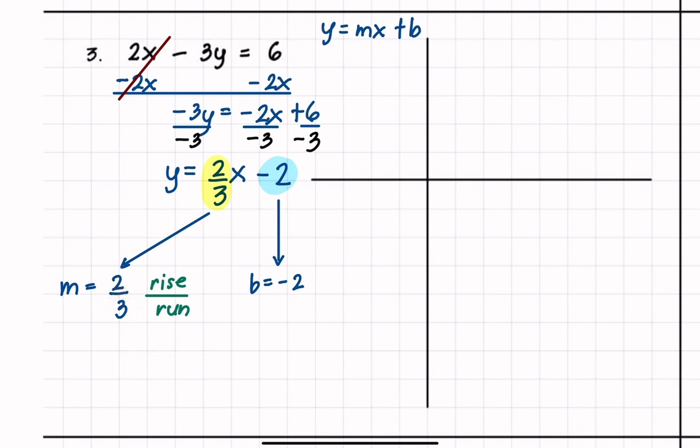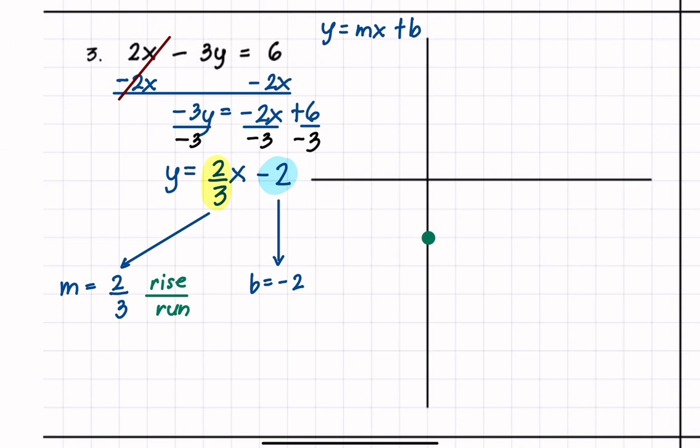Again, let's start. We start graphing this equation by starting with the y-intercept, which is negative 2. Where is negative 2 on the graph? Is it on top or below the x-axis? Okay, very good. Negative 2 is here. So this is our starting point.